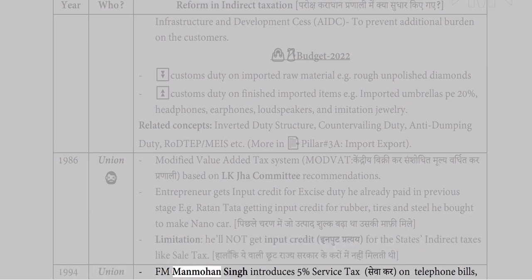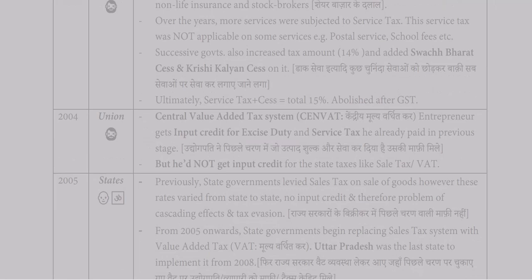1994 Union: FM Manmohan Singh introduces 5% service tax on telephone bills, non-life insurance and stockbrokers. Over the years, more services were subjected to service tax. This service tax was not applicable on some services, e.g. postal service, school fees, etc. Successive governments also increased the tax amount to 14%, and added Swachh Bharat cess and Krishi Kalyan cess on it. Ultimately, service tax plus cess equals total 15%. Abolished after GST.